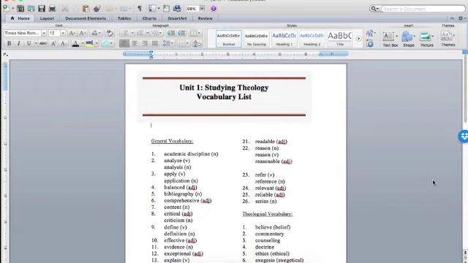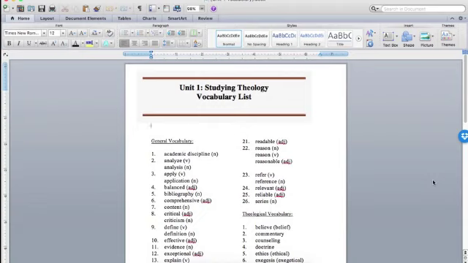Number 9, definition. If you want a word's definition, then look it up in the dictionary. Number 10, effective. Skimming is an effective and efficient way of gathering information for research papers.